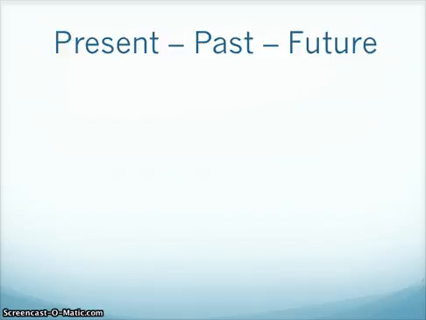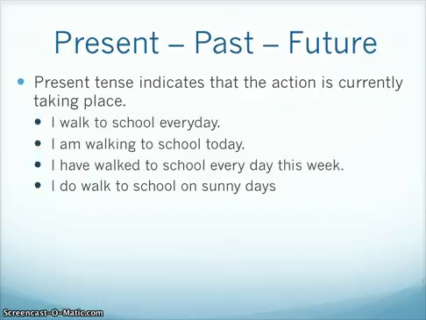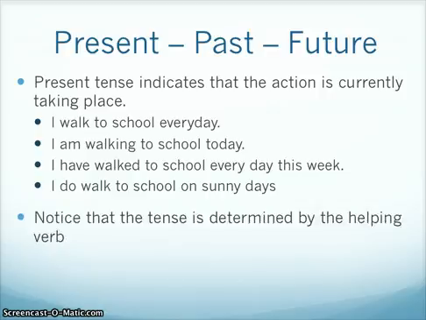What we're going to review very quickly is the present, past, and future tense. Present tense indicates that action is taking place right now. There are many different ways, though, that you can form the present tense. You can say, I walk to school, I am walking to school, I have walked to school, I do walk to school, I have been walking to school. There are many different forms that include the present tense. And you will notice that the way we determine the present tense is by looking at the helping verb. So I am walking, am is present tense. I have walked, have is present tense.